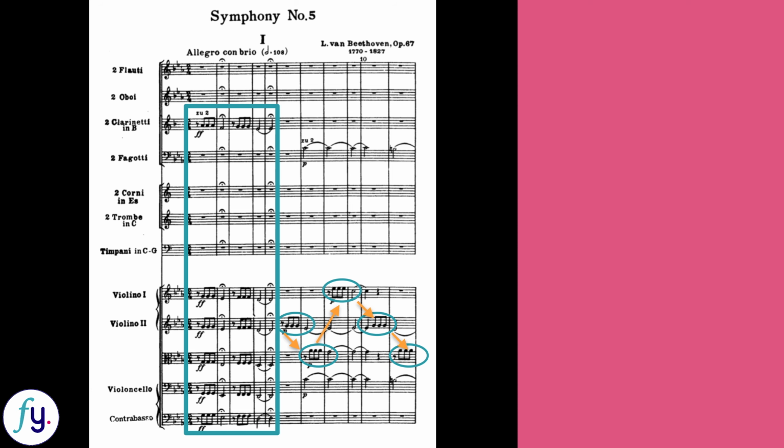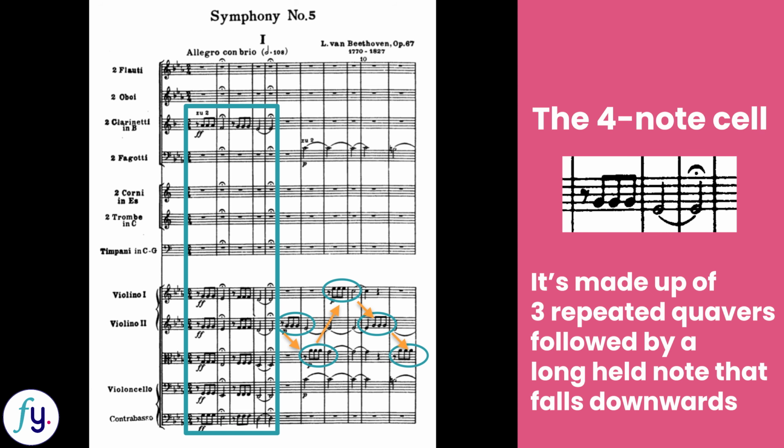Okay, so as you can hear, the cell starts out with a plain and simple statement in the strings and clarinet right from the get-go. All instruments are playing this cell together, all at the same time. It's then fragmented and split up amongst the different string instruments. Each of them take it in turns.